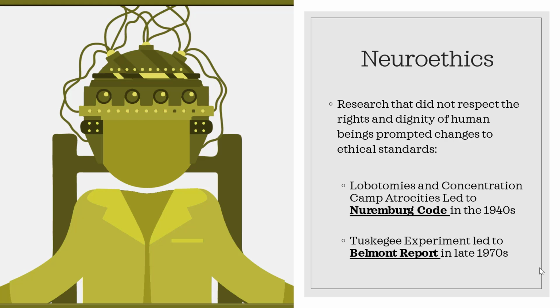When tracing the development of neuroethics, one cannot help but see how research that did not respect the rights and dignity of human beings prompted changes to ethical standards in biomedical and social behavioral research. This can be seen from prefrontal lobotomies conducted in the late 19th and early 20th century and the atrocities that occurred in concentration camps that led to the development of the Nuremberg Code in the 1940s.